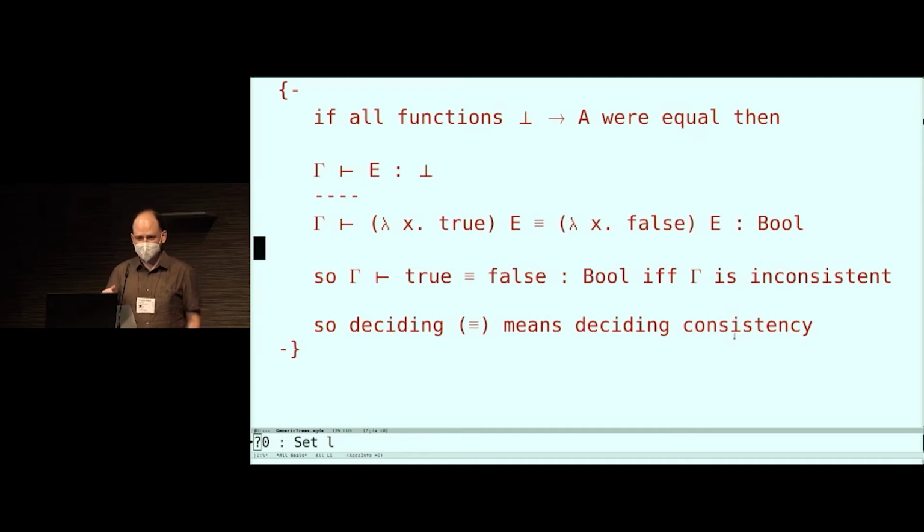So to determine whether true was equal to false, we would first have to decide whether our context was inconsistent. And we can't, in general, decide whether something of type bottom is provable from a context. So if we were to try and make these equal, to make that trick work and make the induction principle actually compute, then we would immediately break decidability of definitional equality and the type system would stop working.